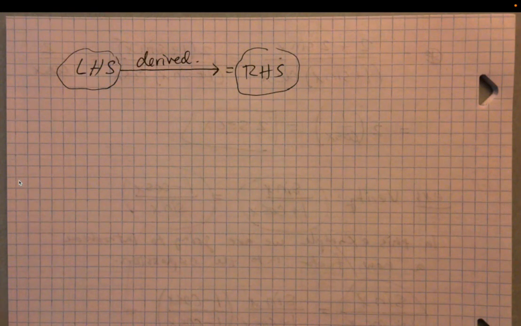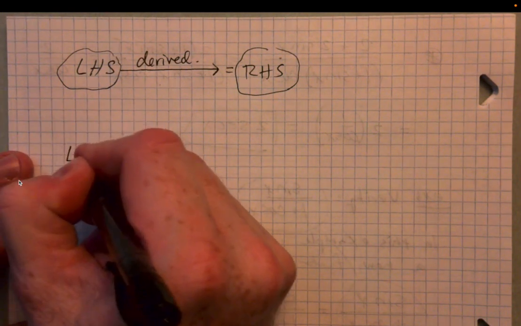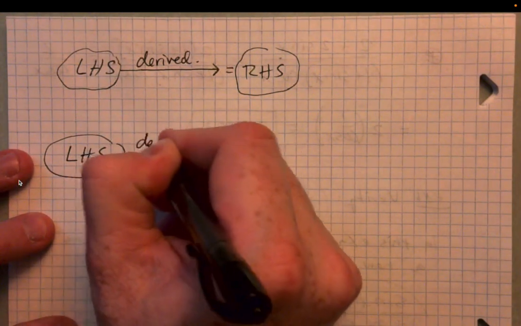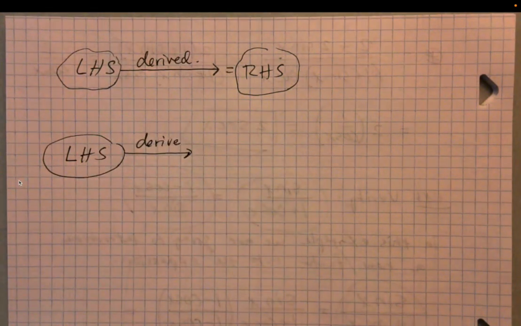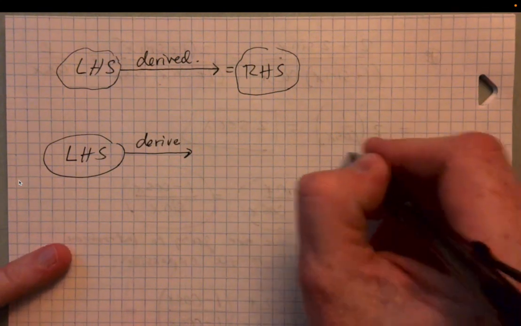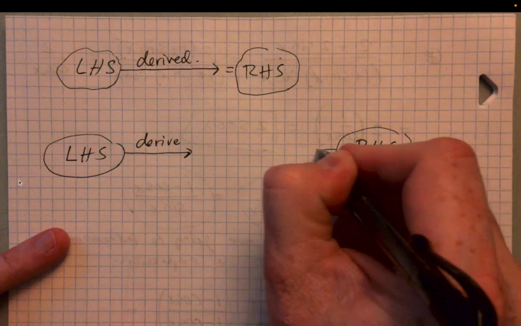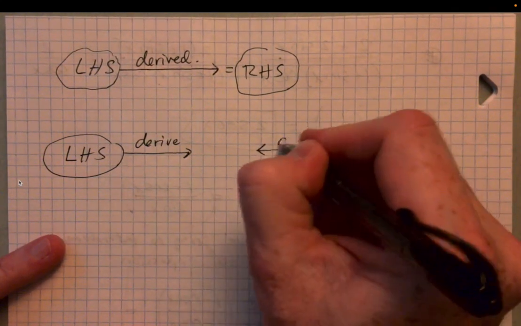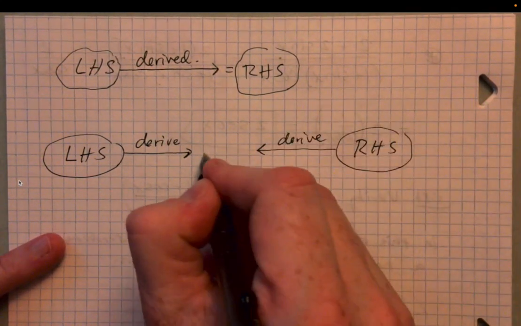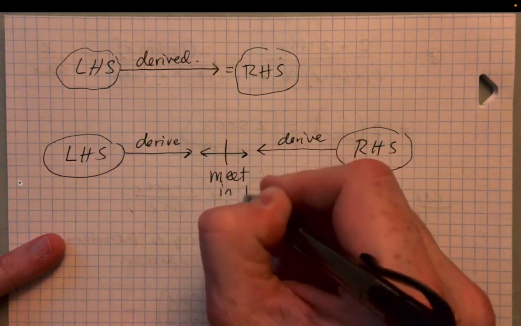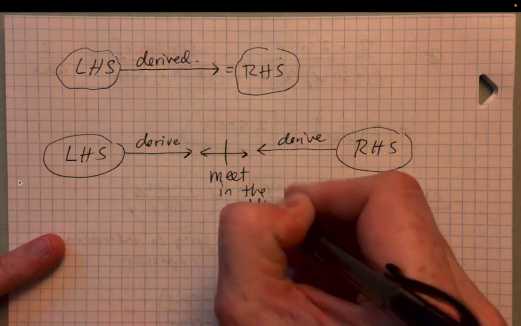And so what this technique does instead is say, okay, let's start with the left-hand side. Let's derive for a while. Derive just means do some algebra, do the trigonometry, change the expression. And then let's stop and go to the right-hand side and derive for a while on the right-hand side, right? And then let's meet in the middle. So this is a classic technique.